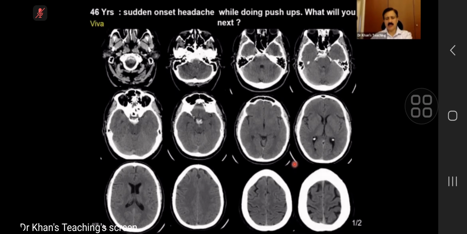Perimesencephalic subarachnoid hemorrhage is slightly different. Now, look at this history. This patient, while doing push-ups, then reported headache, and you can see subarachnoid hemorrhage around the pons and the midbrain. In perimesencephalic hemorrhage, there can be more hemorrhage than what I show you in this case, but having said that, this is more classical. Now, to differentiate it from subarachnoid hemorrhage because of a ruptured aneurysm, etc., you have to do more imaging.